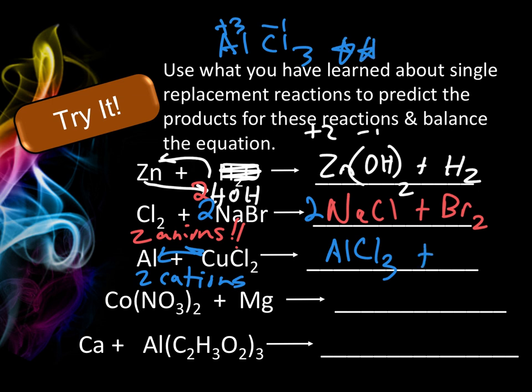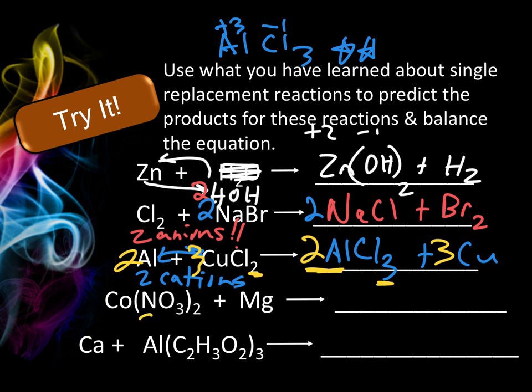All right, then I got copper. Take a look, I gotta do some balancing. I got a 3 and I got a 2. So let me put this 2 here. Let me put this 3 here. Let me put this 3 over here. And then let me put that 2 over here. I like it.